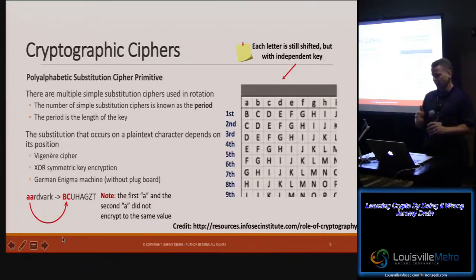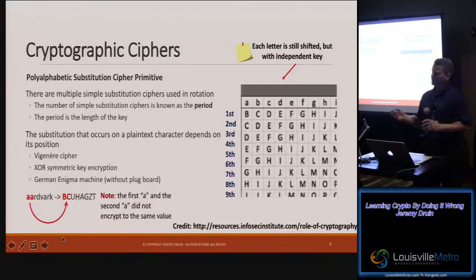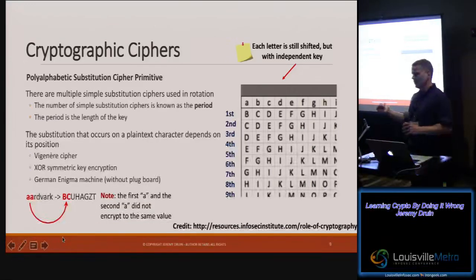And the way this one works is, again, you have a key for the first column, and you have a key for the second column, and a key for the third column, and they can be different keys. So you don't end up getting that pattern that we saw before, where all the letter E's ended up being letter F's, and so the F turned out to be the most common letter. It tends to flatten that out. In the example here, we have the word aardvark, and it starts with 2 letter A's.